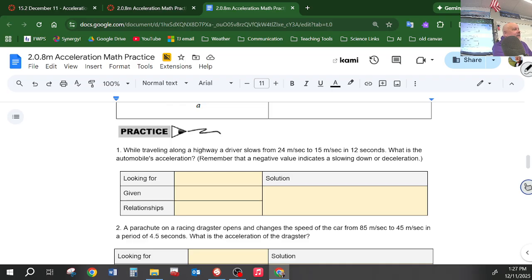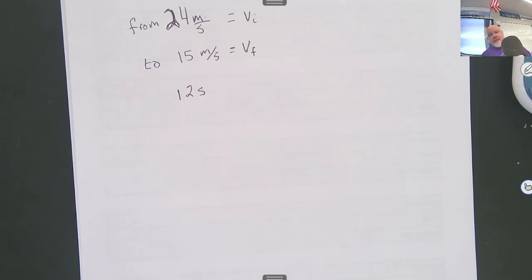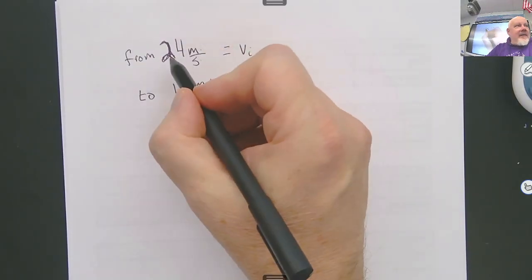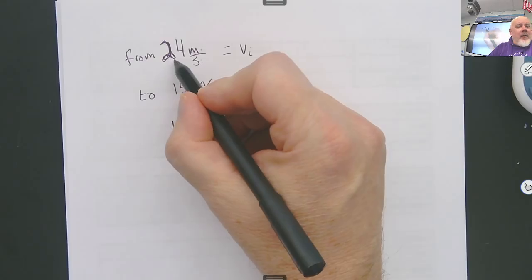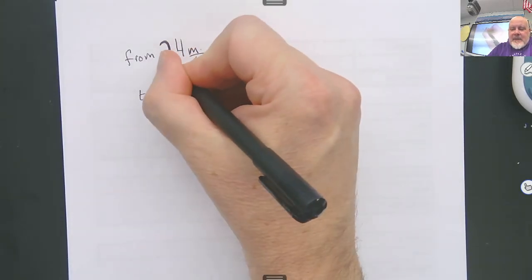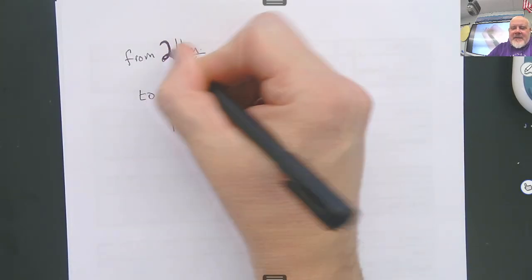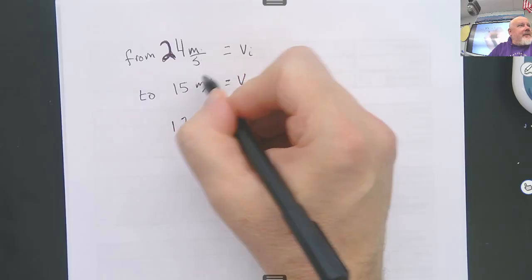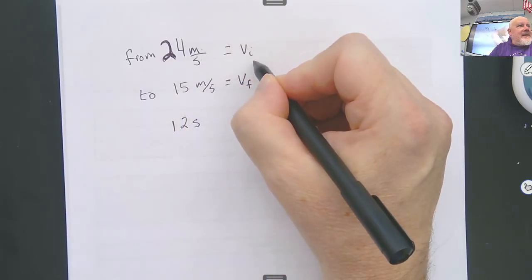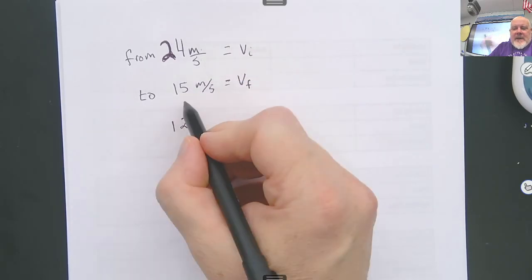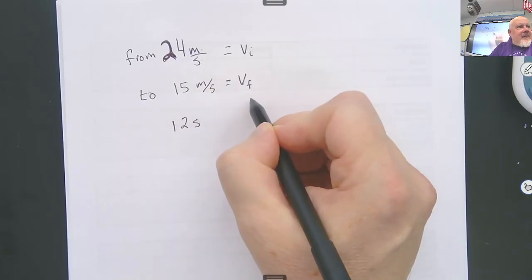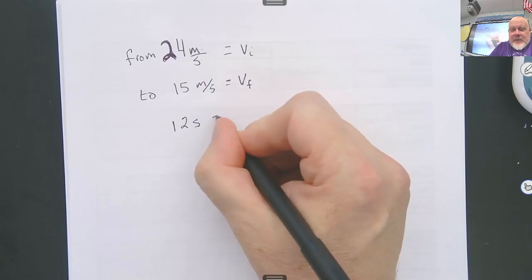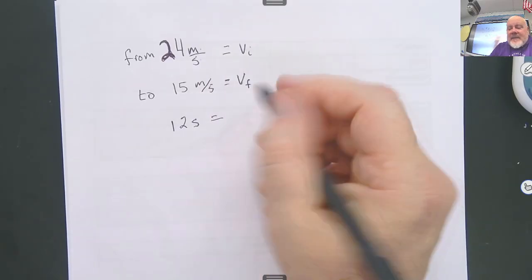Now that we've seen the question, and I've highlighted everything that's important, I'm going to go back to my camera. So we saw that he started at 24 meters per second. You can see I messed up when I was off screen, that's why I had to draw over that too. 24 meters per second, that was my velocity initial. He slowed down to 15 meters per second. That's my velocity final. And he did this over 12 seconds, which is time.